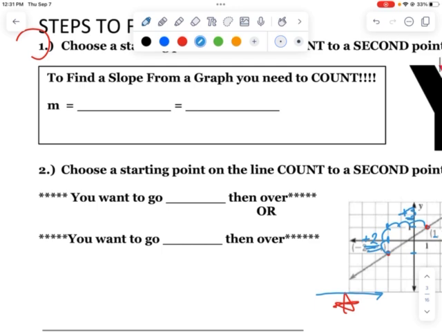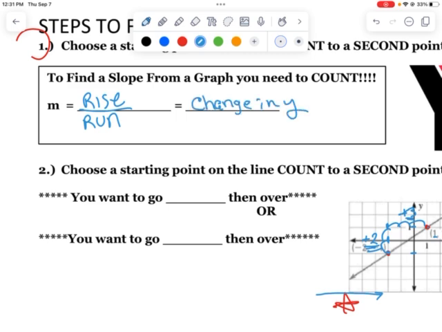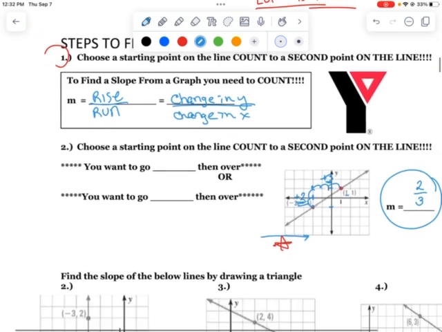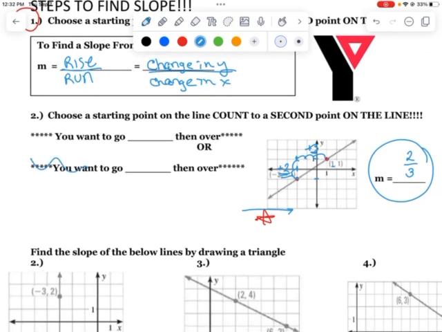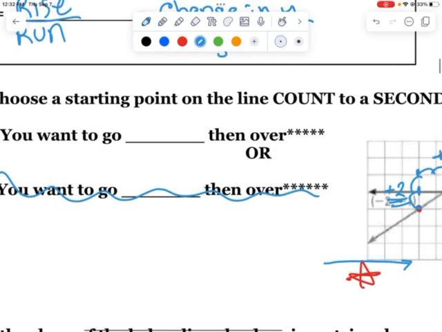So you probably heard me say something, rise over run. Rise over run is describing a vertical change over a horizontal change, which is what we saw on page 1. Okay, so change in y over your change in x. All right, when we find the slope, we're going to cross this bottom one out. We want to go up or down, then over to the right.